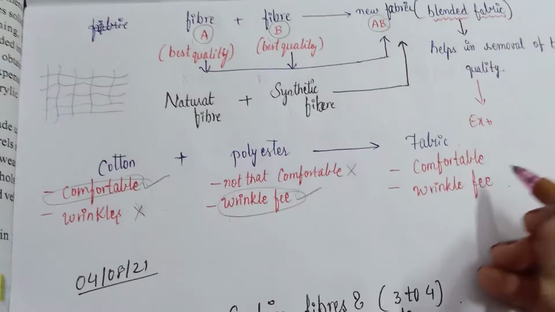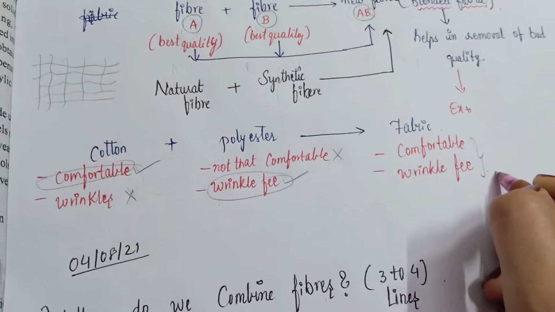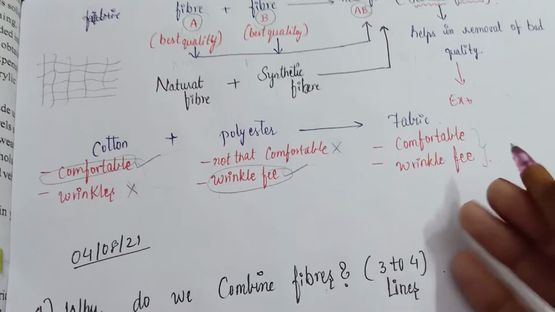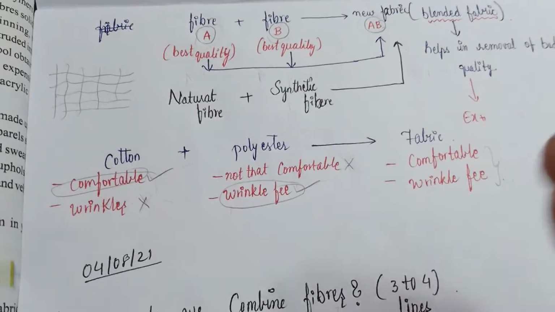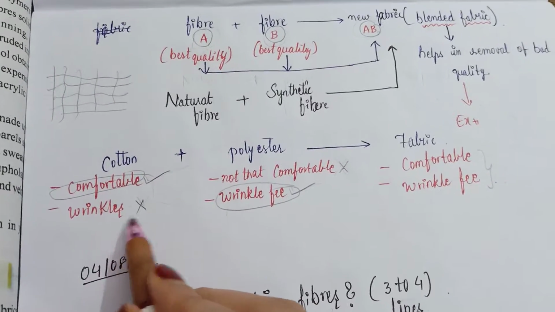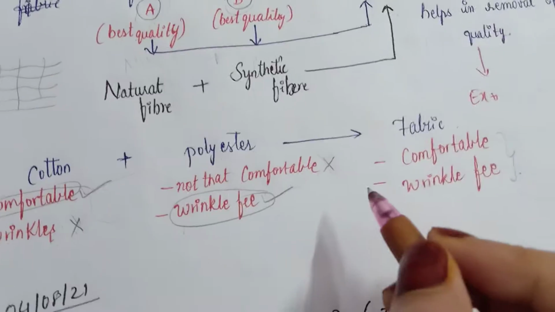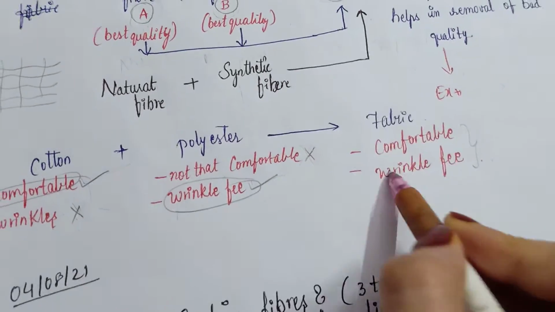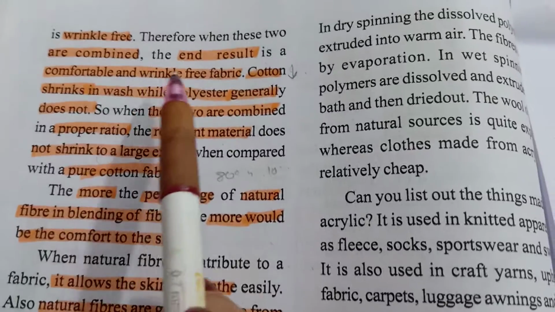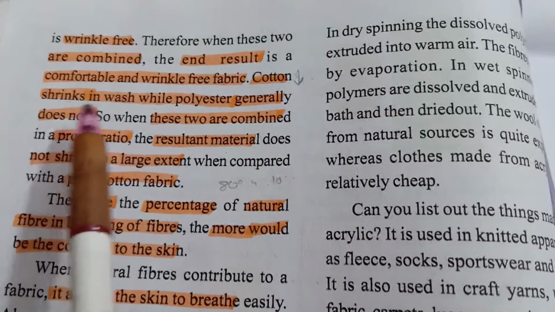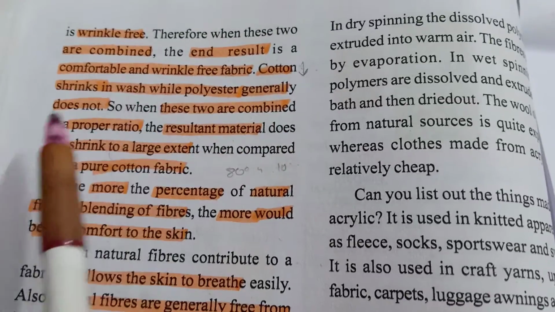To obtain such things we have to do blending, we have to combine it. And not only does it give us the expected need, it also helps in removal of bad qualities. It helps in limitation of bad qualities, right? So this is our end product. So the end product is comfortable and wrinkle free fabric, right? And cotton shrinks in wash while polyester generally does not.